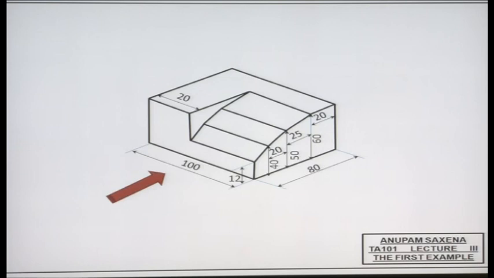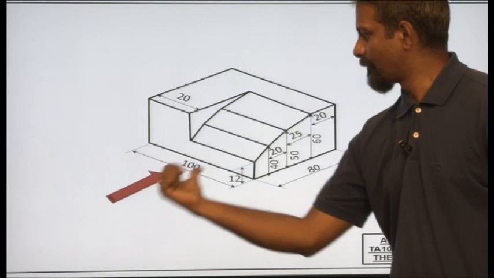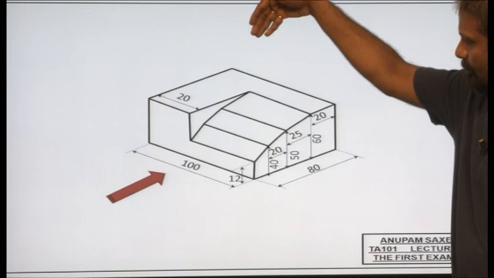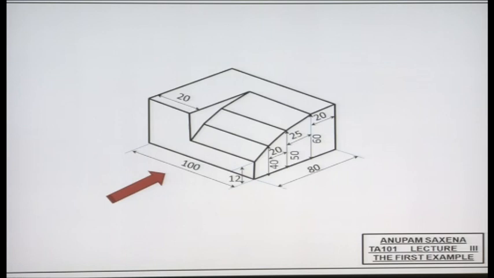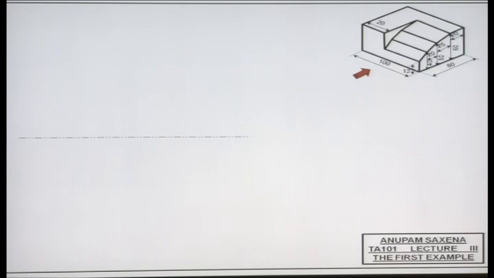The arrow means that this is the front view. The moment this is the front view, in the third angle projection, which we will talk about later, this would become the top view and this would become the right hand side view. With the front view given, how would the object look if we visualize it along this direction?